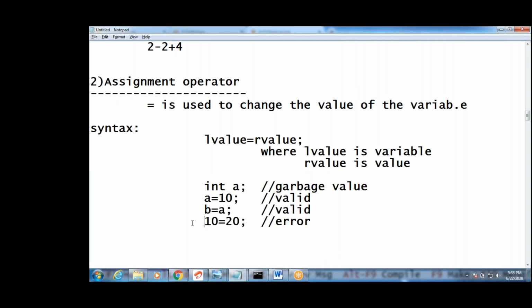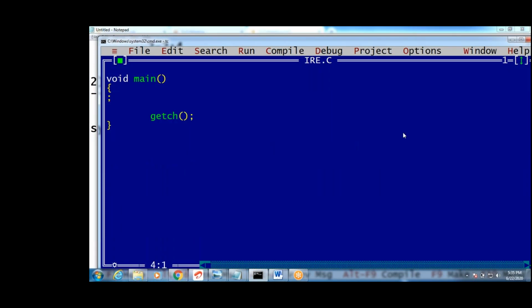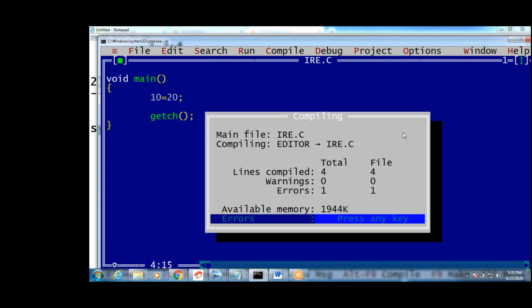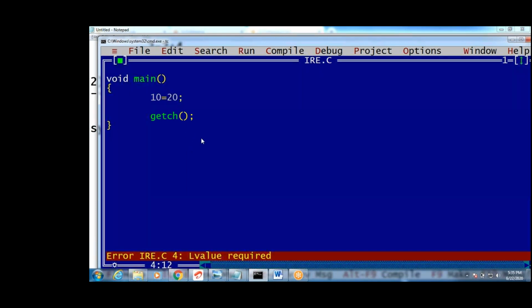10 is the same 10 only. 20 is the same 20 only. You cannot change the value. That is 10 equals to 20. Can I write 10 equals to 20? See, guys, if I try to change 10 to 20, the 10 value is going to change to 20. Is it valid? Error: L value required. See this, a left side variable is required, a right side value is required. You understood? Left side variable, right side value is required, guys.